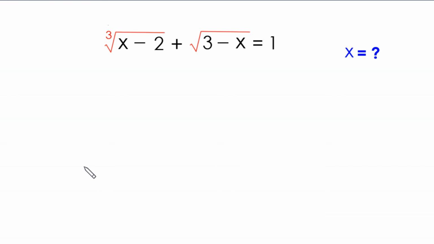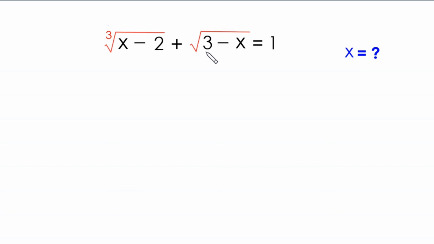Hello everyone, welcome to how to solve this very nice radical equation: cube root of x minus 2 plus square root of 3 minus x equal to 1. Our job is to find all possible values of x. So let's start. First we define the domain of this equation.